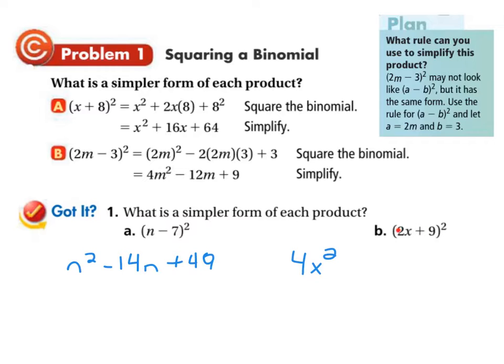What is 2x times 9? It's 18x, and we need to double it. So 18x and 18x is 36x. And then finally, what is 9 squared? It is 81. And you've got to put plus because it's positive, okay? Since these terms are separated by plus or minus, anything that's positive has to have a plus in front of it. And that is how you do that. Hope that made sense and was pretty straightforward. Let's keep going.